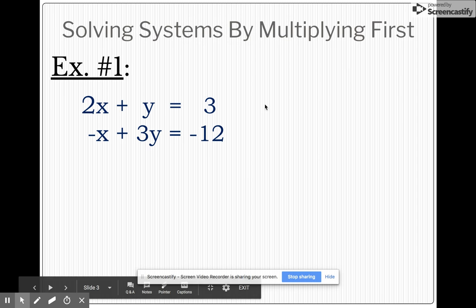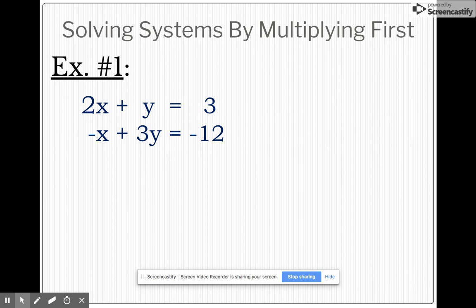Okay, so there will be times when you're adding or subtracting systems of equations where nothing will cancel out, even if you add or subtract. So the notes that we're going to be doing today are for these types of systems. For example, if you look at example 1, if we were to add these together, nothing would cancel, and if we were to subtract them, nothing would cancel.